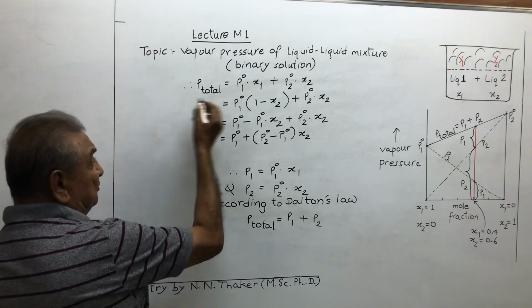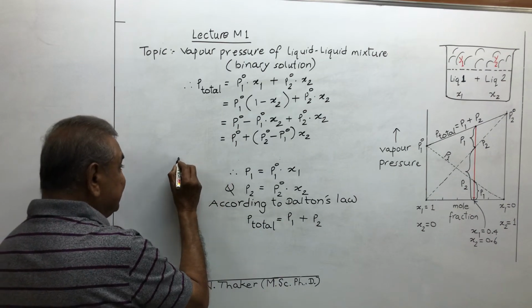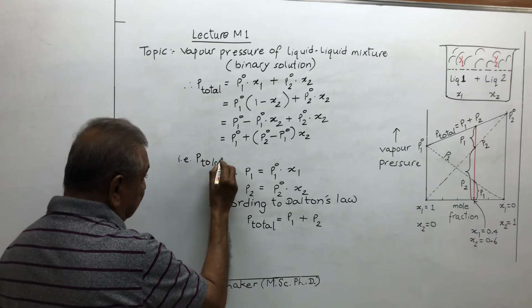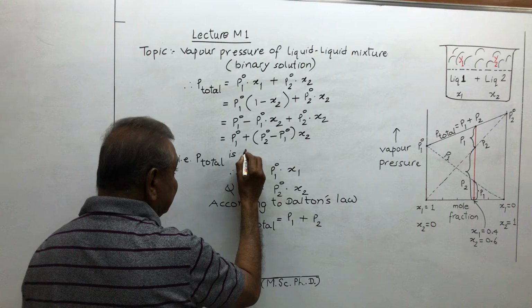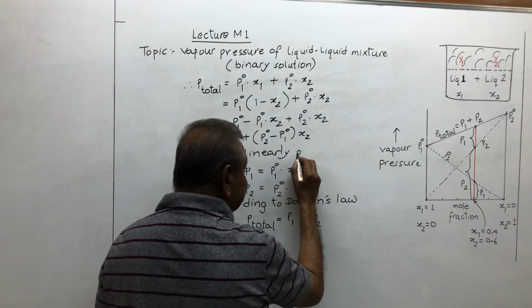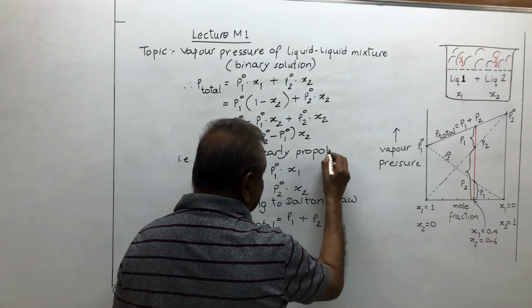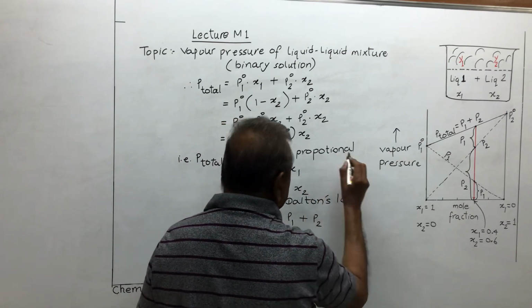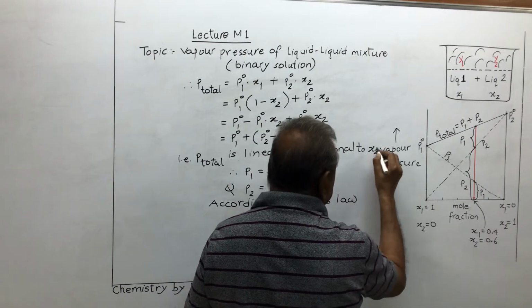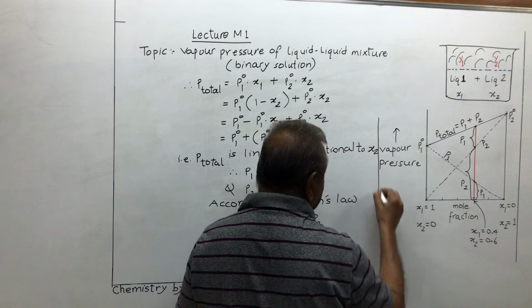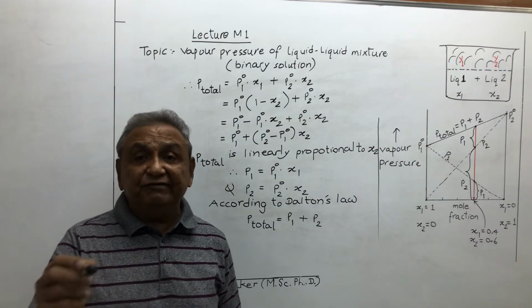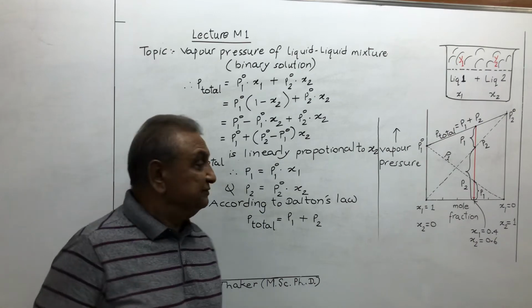Conclusion from this study is that P total is linearly proportional to x2, that is mole fraction of second liquid component.